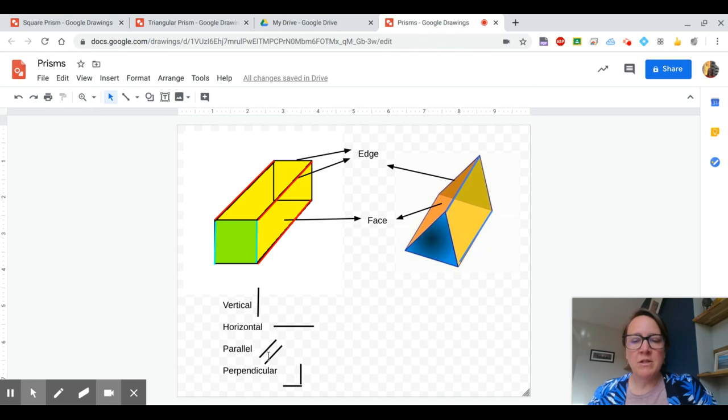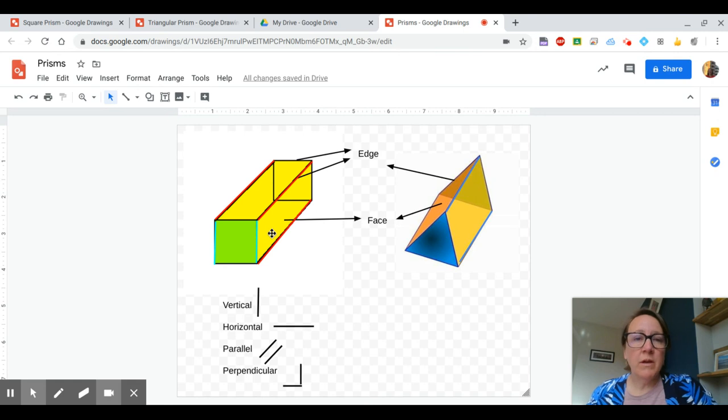Parallel is when two objects or lines are going in the same direction, and perpendicular is when they're going in the complete opposite direction of each other. So when we're looking at edges, the word edge means where two faces meet each other, what we normally maybe say the corners, right? I've highlighted these edges in red here, and I've also highlighted these ones in blue here.